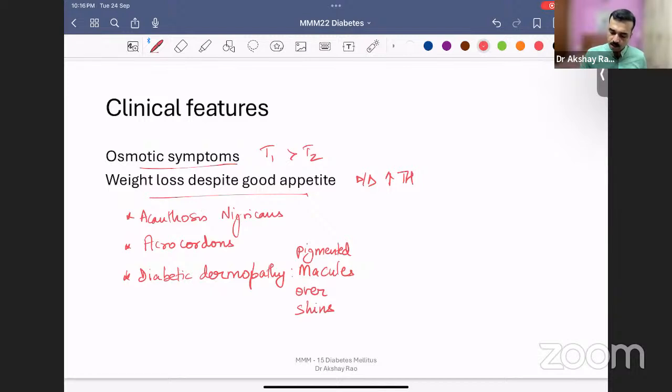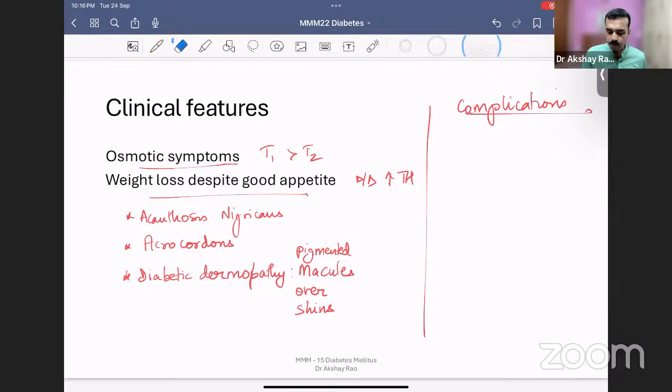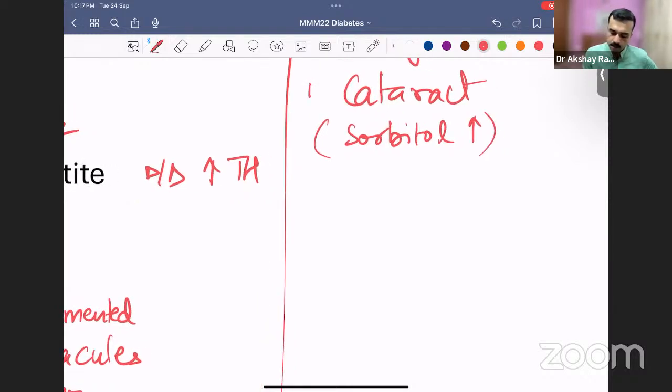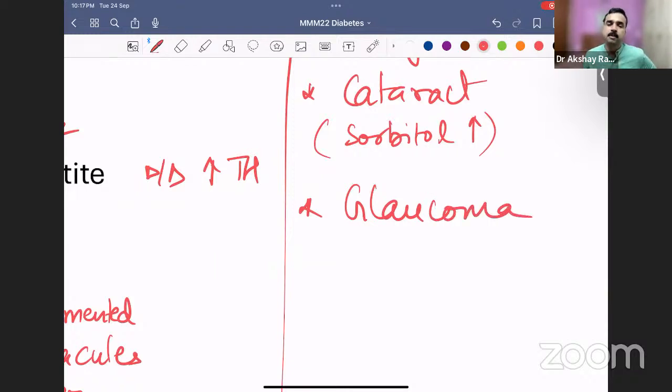Then there are certain complications which don't come under micro or macrovascular complications. For example, cataract and eye complications. Cataract is much more common in type 2 diabetes mellitus, or in diabetes mellitus in general. Cataract is said to occur because of sorbitol excess, because of increased sorbitol. Likewise, glaucoma is also more common in diabetes mellitus.